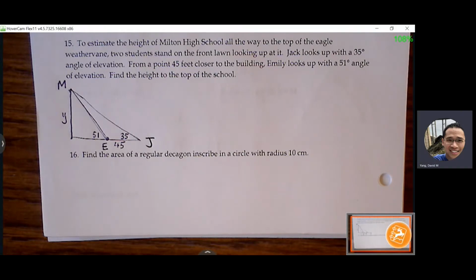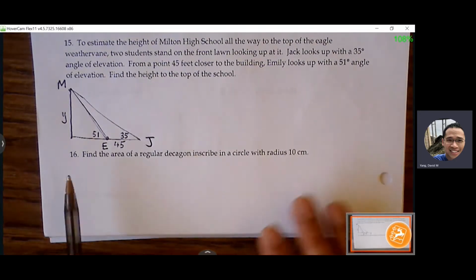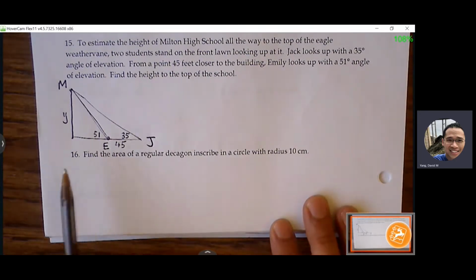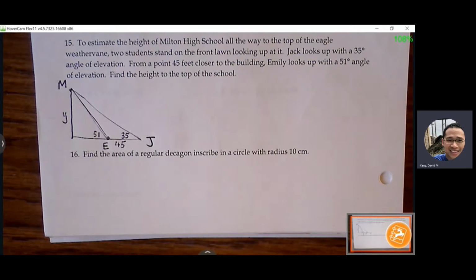Actually, this is not too different from the one that we saw with the mountain and the 100 feet away. Okay, so here's the thing. We do have to involve 2 triangles here to work our way to Y. So our strategy is this.